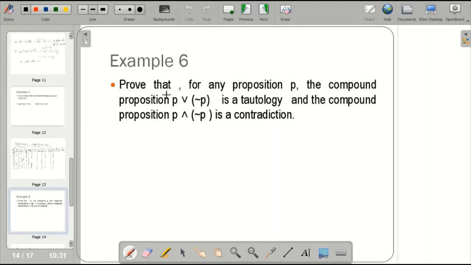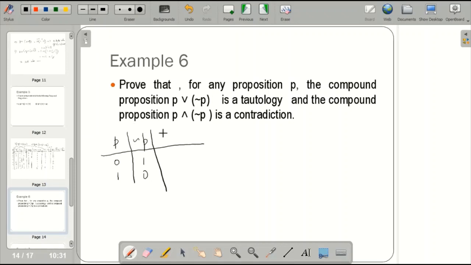Here they are told to prove that for any proposition P, the compound proposition P or negation P is a tautology. That means all the values are true, and the compound proposition P and negation P is a contradiction. So here we involve just one proposition, that is P. So the possible values will be 0 and 1, and negation P is what? Nothing but 1 and 0, opposite of P. So negation of 0 is 1, negation of 1 is 0. So I'll try to solve here itself.